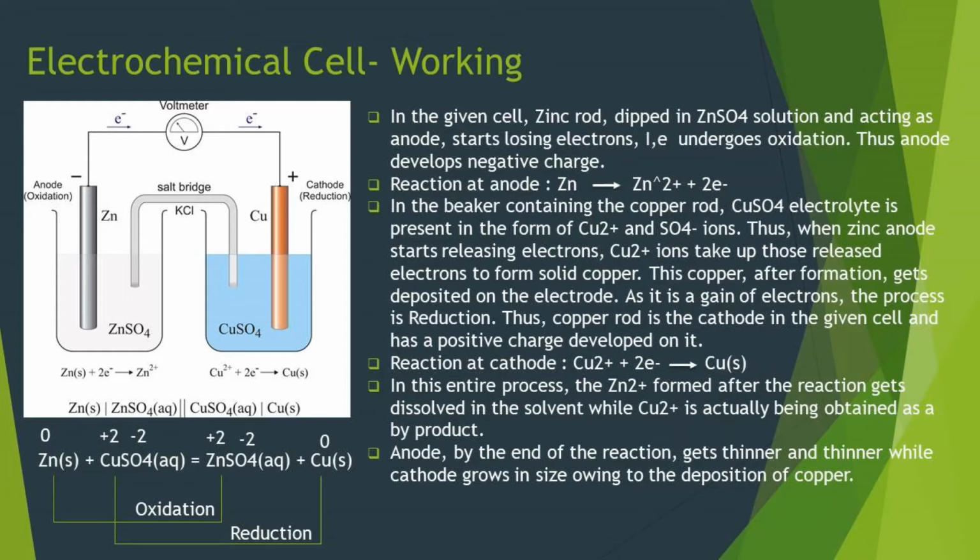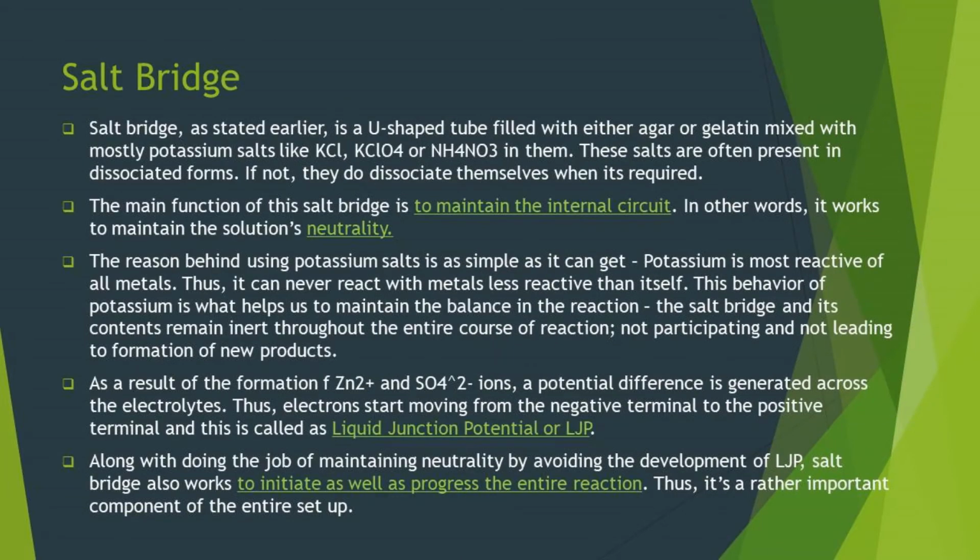Anode by the end of the reaction gets thinner and thinner while cathode grows in size owing to the deposition of copper. The reaction of this process is given here at the left. Zn plus CuSO4 gives ZnSO4 aqueous plus Cu solid. In this reaction, Zn is oxidized and Cu2+ is reduced. Now we will study about salt bridge briefly.